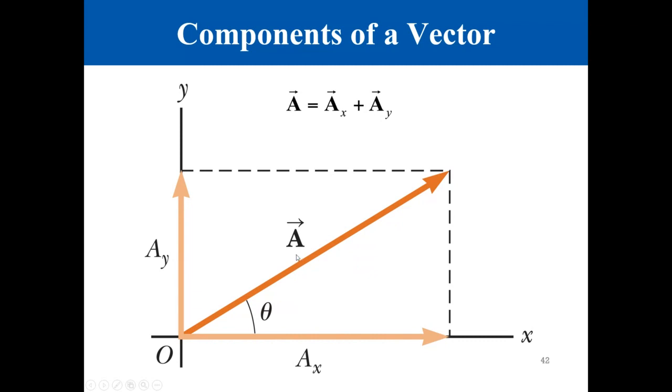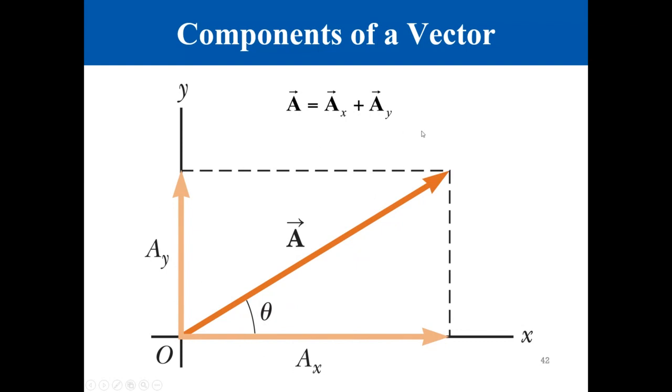Ax equals the magnitude of A multiplied by cosine theta, and Ay equals A multiplied by sine theta, because this length is the same as this length. So from this triangle, this length Ay is equal to A sine theta. So we can express A in terms of these two components. The magnitude of Ax is A cosine theta, and the direction is along x. For y, the magnitude is A sine theta, and it's along the direction of y.